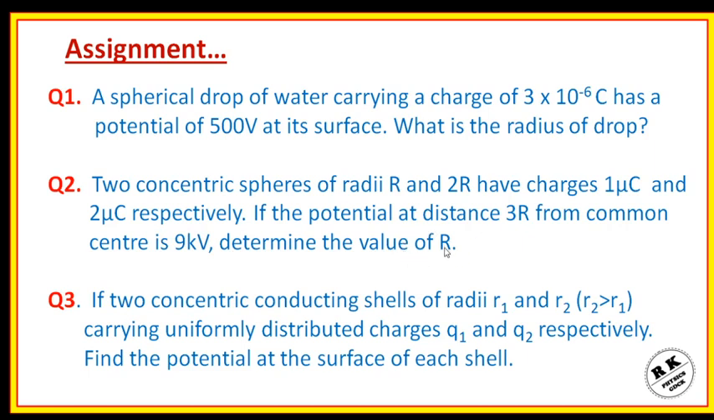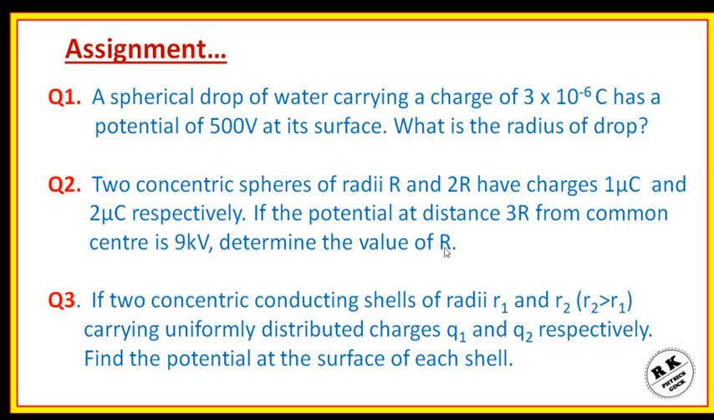It's very simple. Here we have two concentric spheres, and a point is given outside of the two spheres. So the total potential at that point will be equal to the sum of the potentials due to those two spheres. If you find the potential due to the first sphere as well as due to the second sphere, you will get an expression in terms of capital R, and the potential value is given, that is 9 kilovolts. Substitute the value of potential and get the value of capital R.